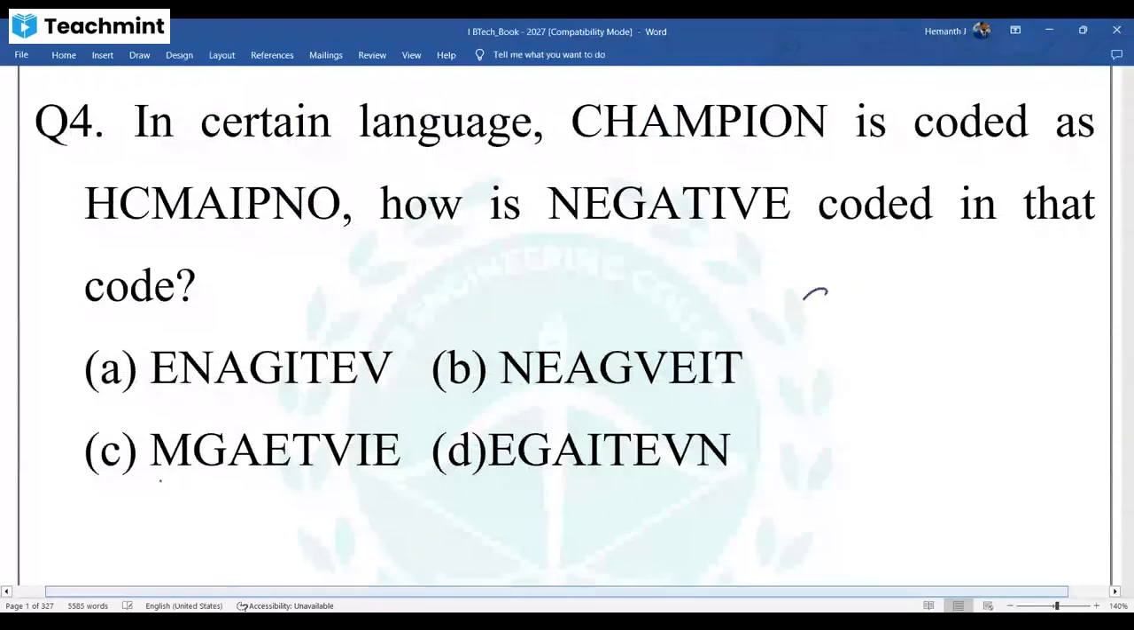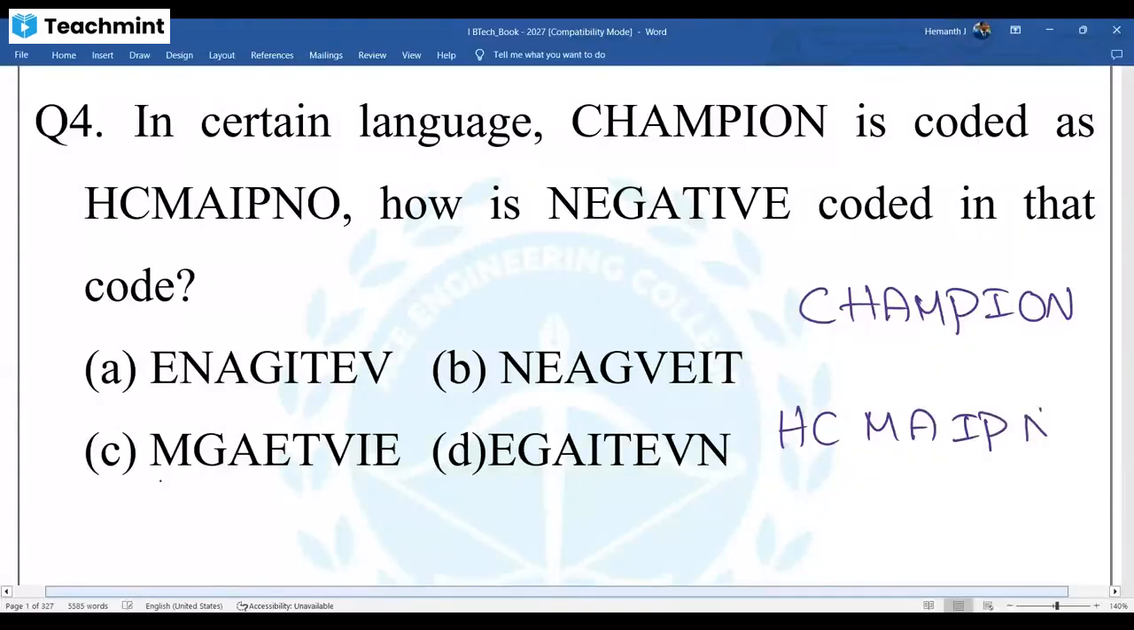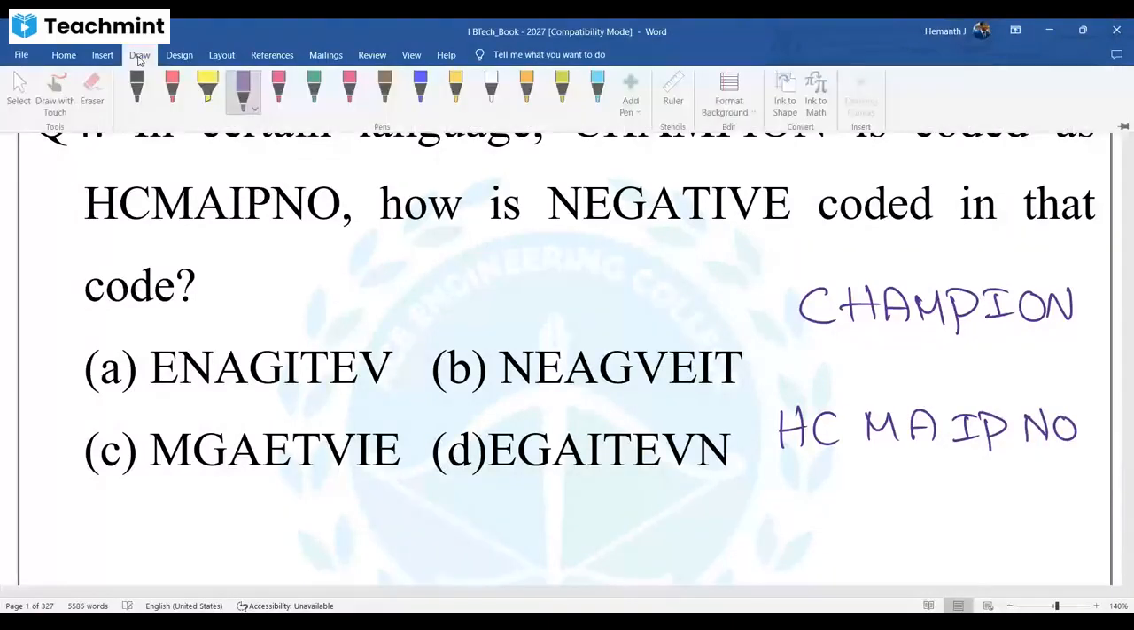Champion is coded as HCMAIPNO. What's the answer? Excellent. Logic. Option is A.